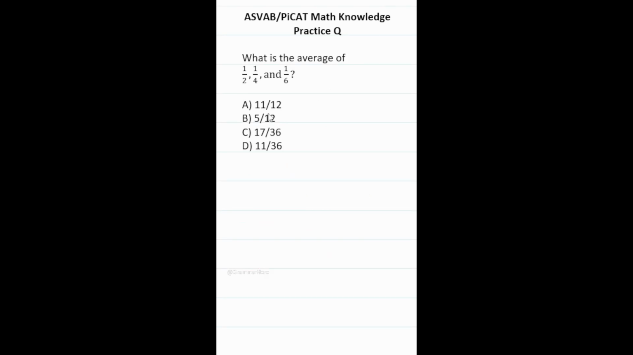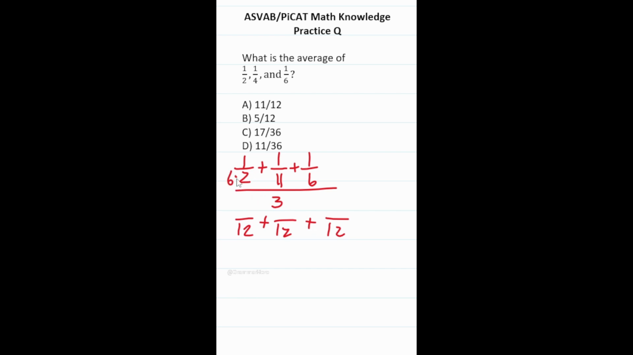ASVAB PiCAT Math Knowledge Practice Test question. We're trying to find the average of 1/2, 1/4, and 1/6. To find the average of numbers, you add those numbers up and divide by how many numbers there are. There are 3. Let's add these fractions now. To add fractions, of course, they have to have a common denominator. 2, 4, and 6 have a common denominator of 12.